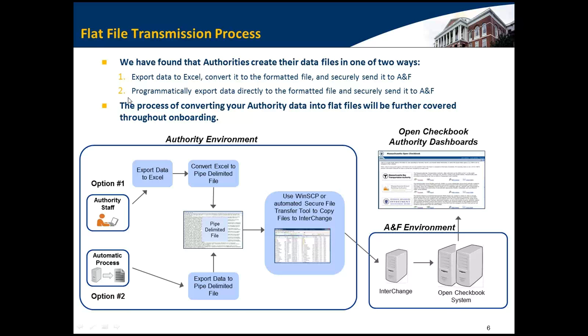The Commonwealth uses a vendor, or I believe it's a software, called Interchange. It's basically a facilitative service that accepts files from external entities and then pushes those files into our systems, where our system then picks up the file and loads it into the open checkbook. What that means for the authorities typically is that you would download an SFTP client. Do you have a question?